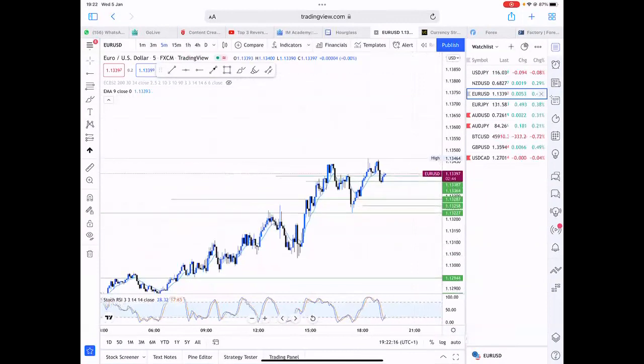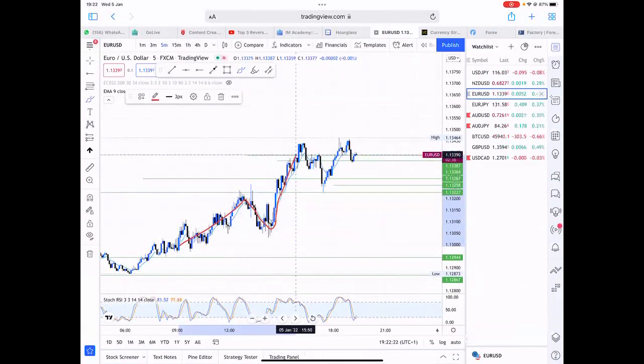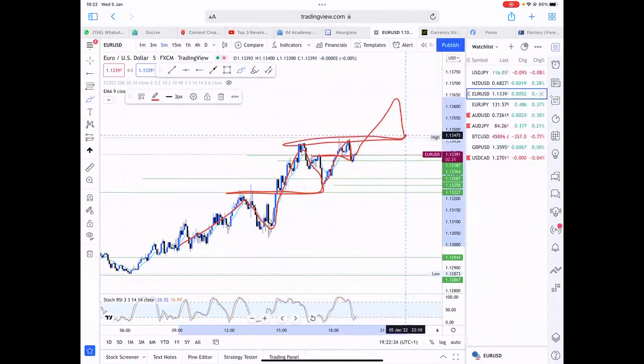Let me use my pencil. Okay. It went up, came down, broke out, retested this area, went up, came back to retest this area. Now it's going up again. You wait for a retest into this area, then you buy it, then allow it to push up and come back, buy the retest again. Do you understand?